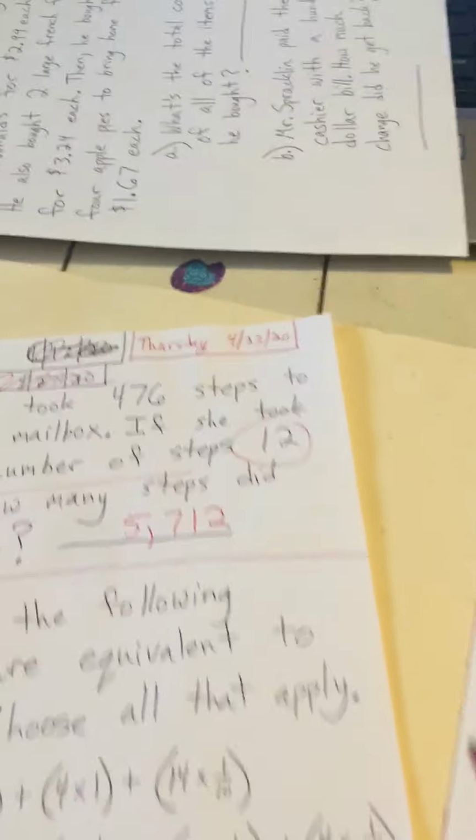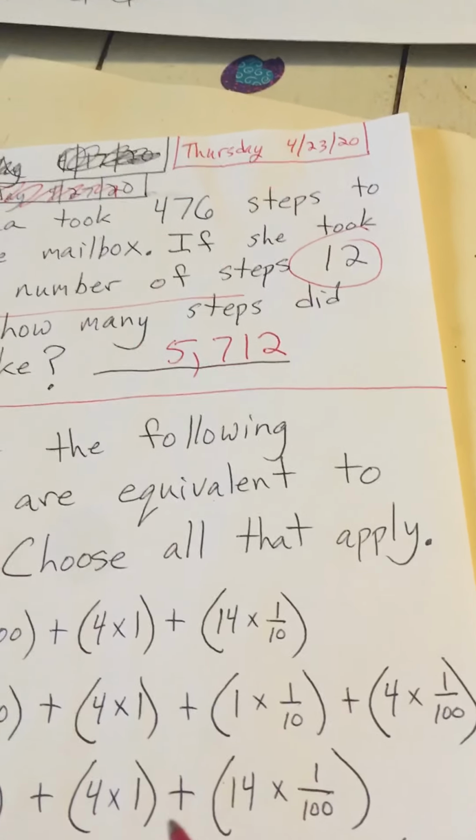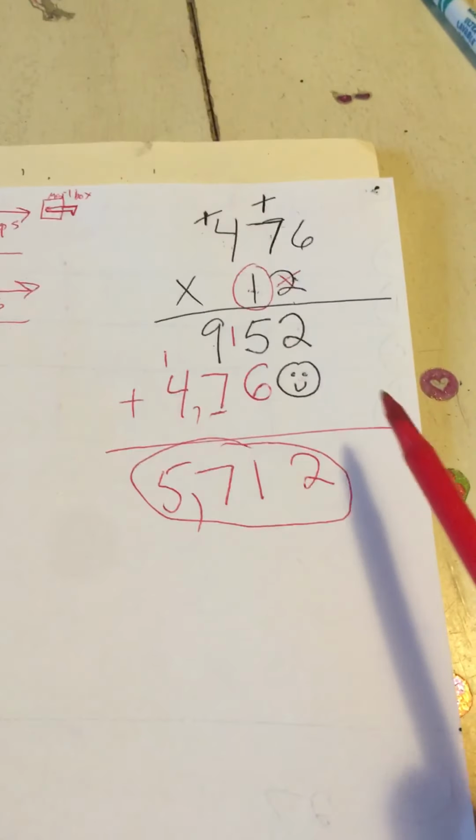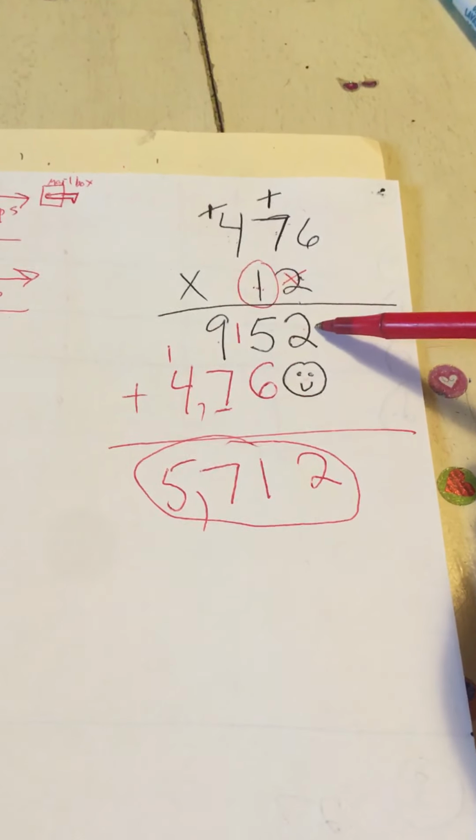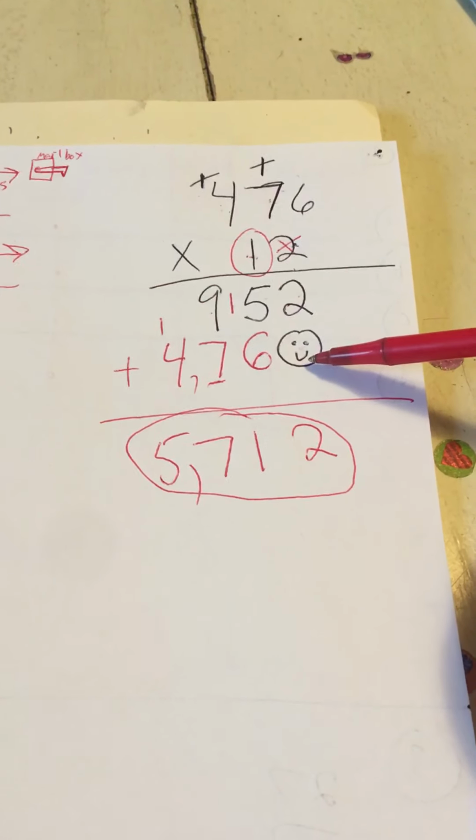Okay? Pretty good. Check your partial products carefully. Did you have 952 plus 4,760?